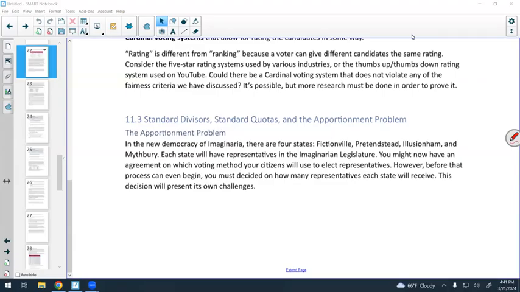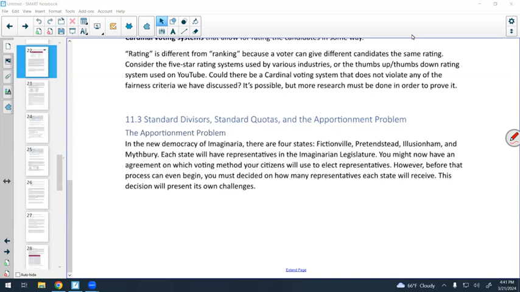Okay, today we're looking at section 11.3, standard divisors, standard quotas, and the apportionment problem. So in our new democracy of Imaginaria, there are 4 states: Fictionville, Pretendstead, Illusionham, and Missberry. Each state will have representatives in the Imaginarian legislature.